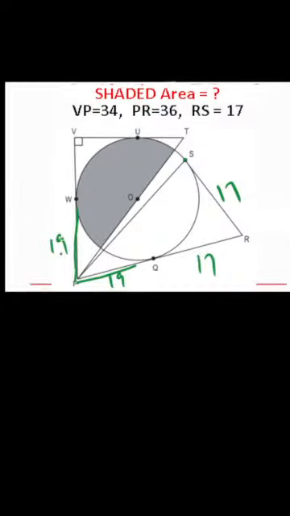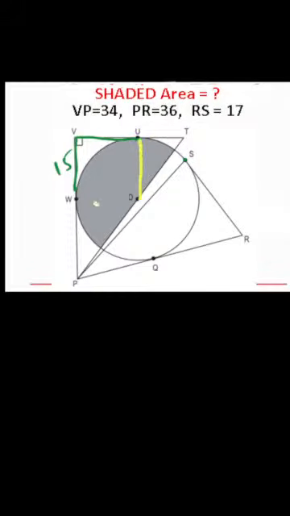And we are given that VP, this entire length, is 34. So the remaining one is going to be 15, right? Now if this is 15, this would also be 15. If I join the centers with the points of tangency, I know the radii are perpendicular to the tangents at the point of contact. So what I am getting here is nothing but a square, right? So if this is 15, this would also be 15. So this is also 15, which is the radius of the semicircle.